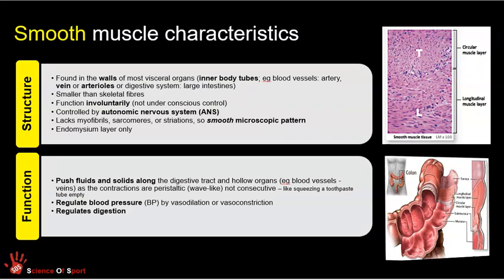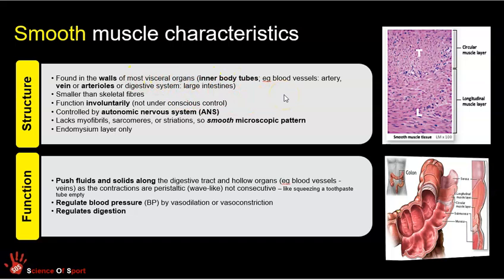Now hopefully you remember that this is the sort of muscle tissue which is in and around the walls of the tubes of our body, inside our body. So good examples to remember are blood vessels. So blood vessels like arterioles, veins, arteries have smooth muscle wrapped around them, and they have particular roles, and there's a reason why they're there. So they're found in the walls of most tubes, visceral organs.